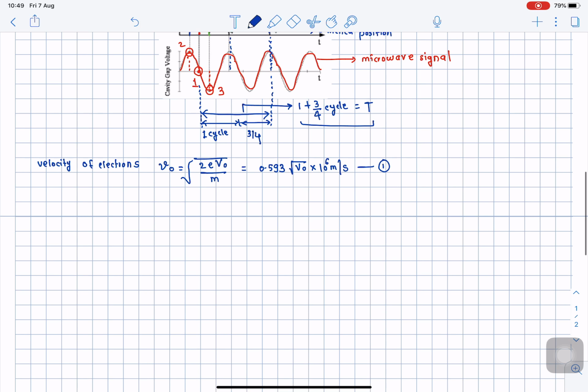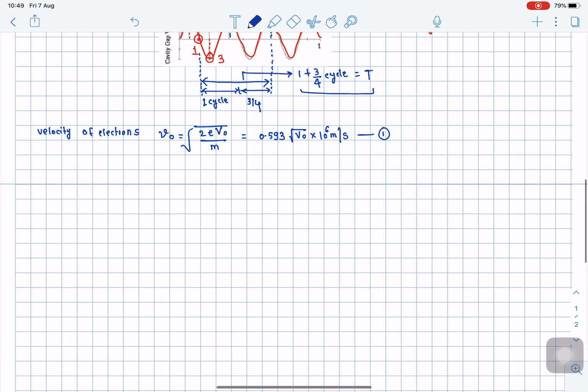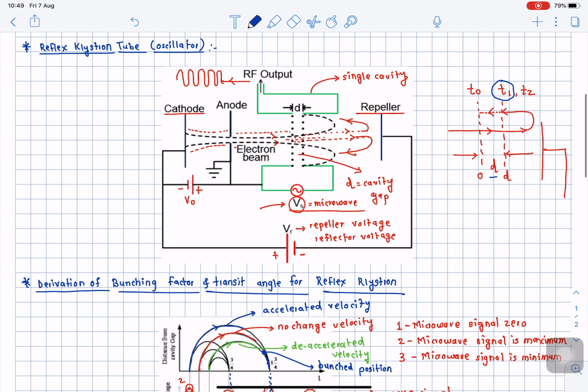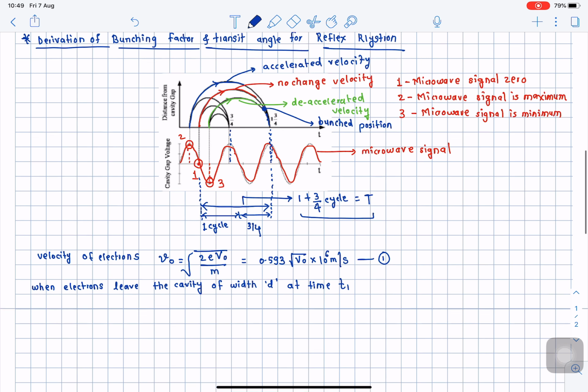So here I will write: when electrons leave the cavity of width d at time t1. T1 we saw over here. Here we have drawn that diagram, and this is the time at which they will come out of that cavity of spacing d.